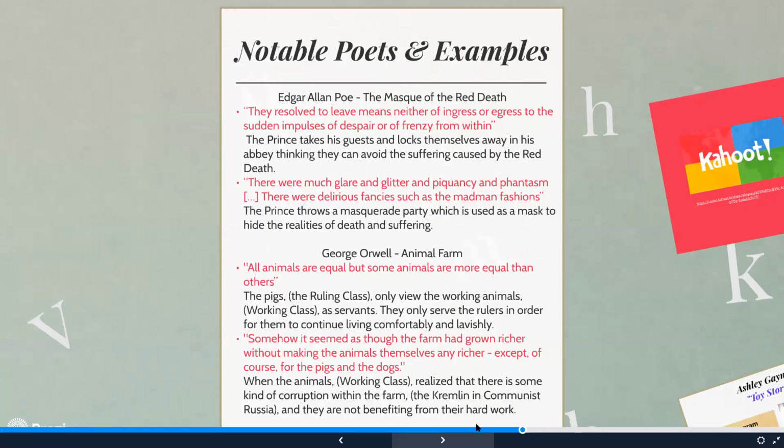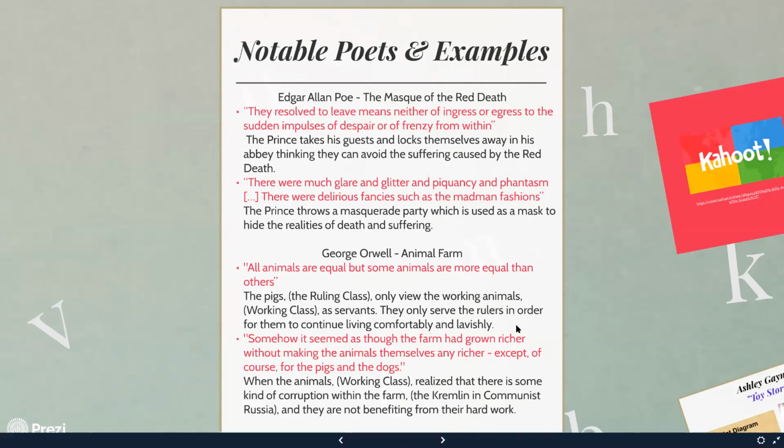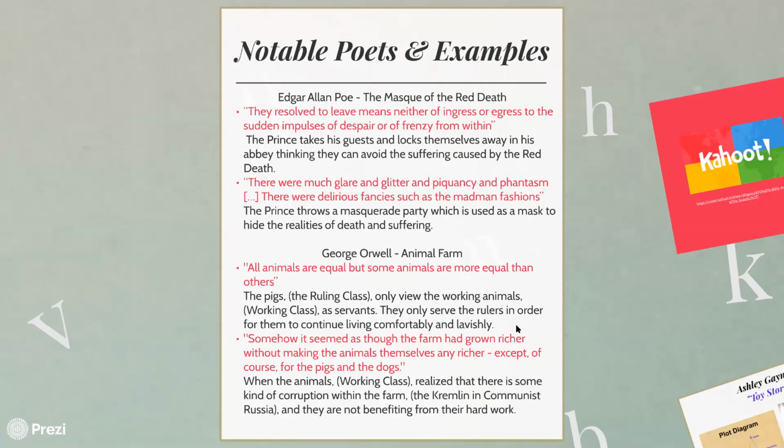So here are some examples. For example, in George Orwell's Animal Farm, it says all animals are equal, but some animals are more equal than others. For example, the pigs only view the working animals, the working class, as servants. They only serve the rulers in order for them to continue living comfortably and lavishly. Somehow, it seemed as though the farm had grown richer without making the animals themselves any richer, except, of course, for the pigs and the dogs.